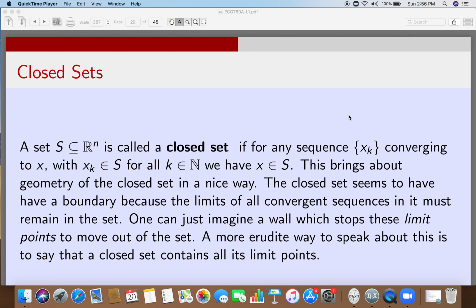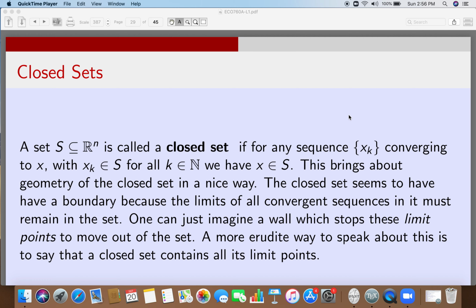So all possible limit points, if you have a sequence and it converges to some L, or x in this case, we call that x the limit point of the sequence. If all possible limit points are inside the set, we call it a closed set. The limit cannot even escape.